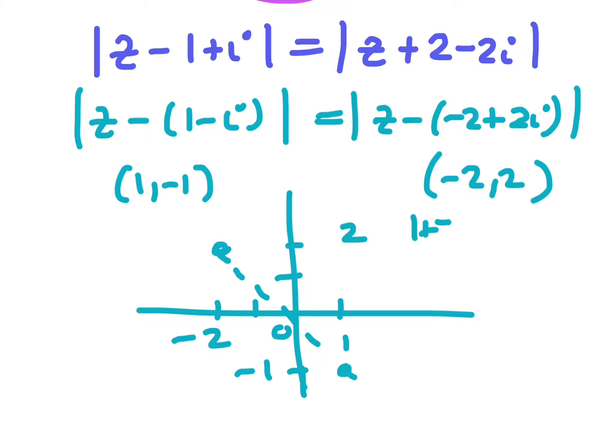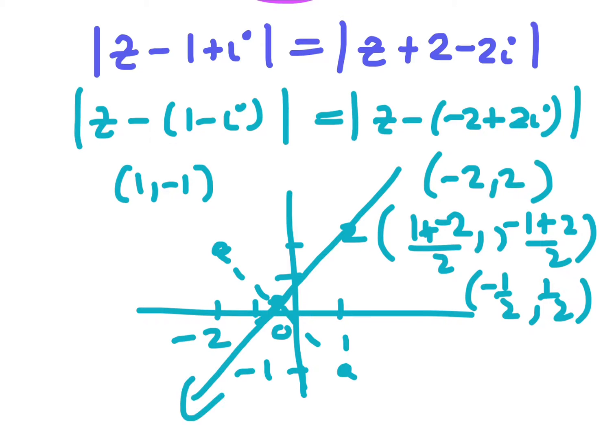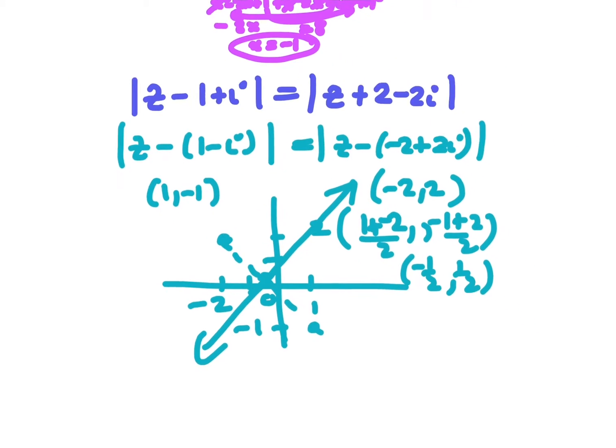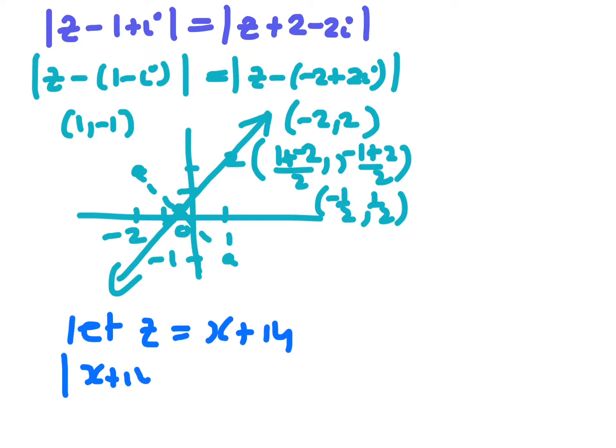I mean, if you wanted to, you could add the x's together and divide by 2. So you actually get minus a half, don't you? So minus a half, so it's somewhere there. And then if you get a ruler, that would be what your line would look like. If you did want its actual equation, the Cartesian equation of that line, you could either just let z equal x plus iy and then derive it from scratch, like that.